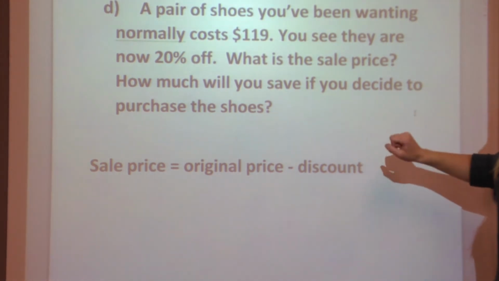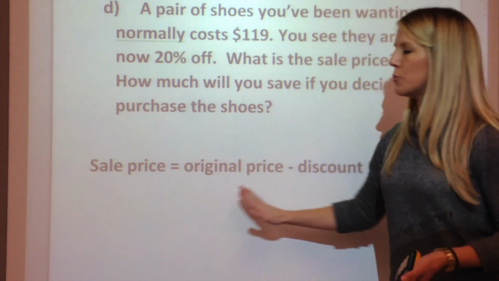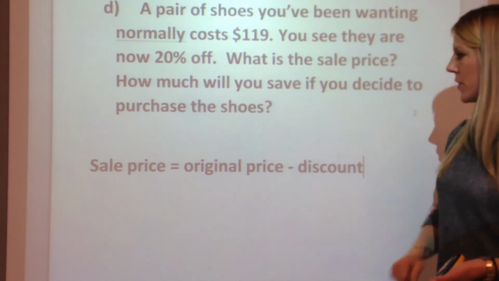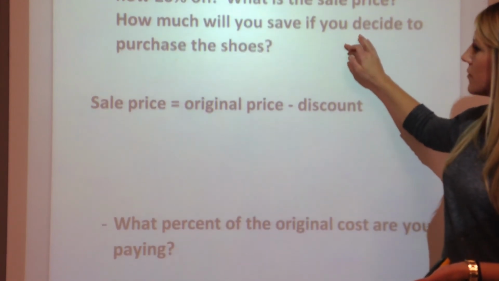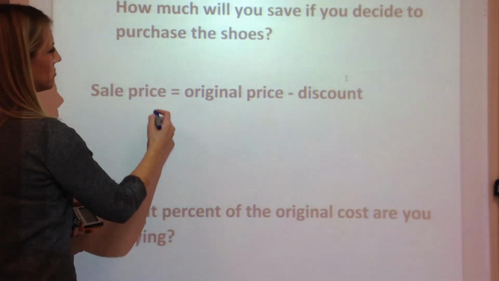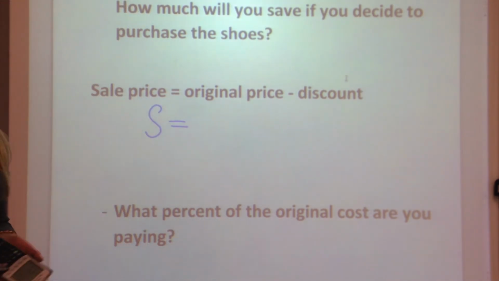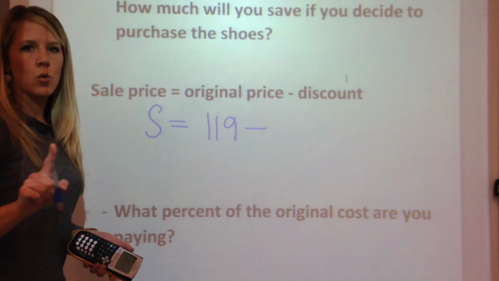So to figure this out, we need to know how much we are going to pay. So the sale price is going to be the original price. And remember, this is a discount, so this is a percent off of the original amount. So it's the original price minus the discount. We're looking for that sale price, so I will just call this S, for sale price.